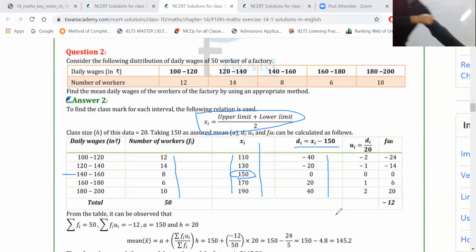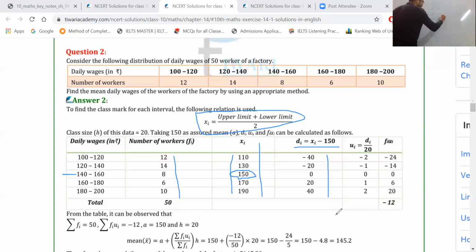Okay, now let us see that. So we are having fi and di. So fi is equal to 12, 14, 8, 6 and 10. Di, what we have got from our sum, that is minus 40, then minus 20, then 0, minus 60, minus 20, 0, and then 20 and 40.